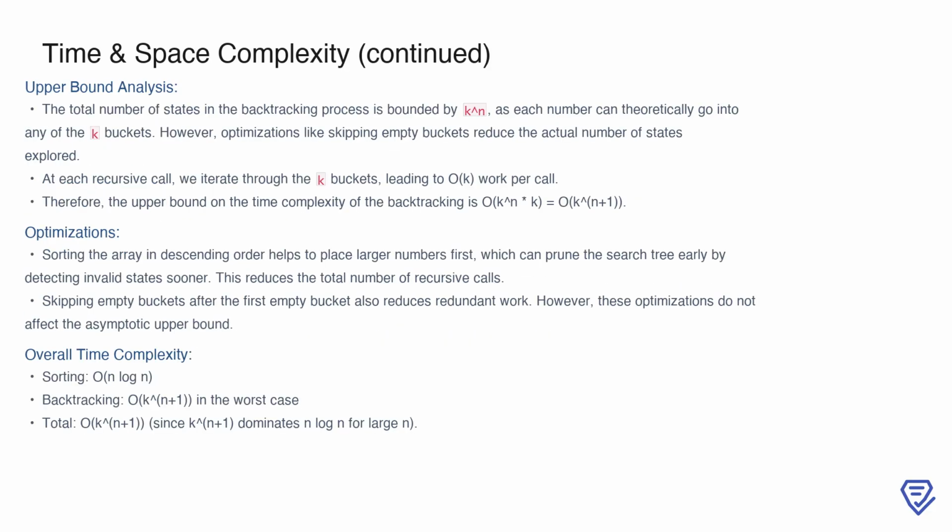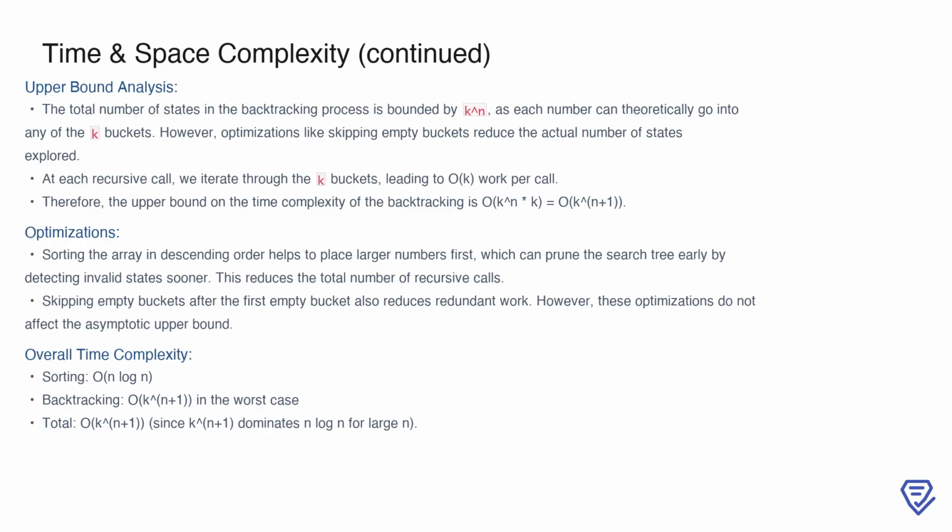Now, let's formalize the upper bound for this process. The total number of states we might explore is bound by k^n, because each of the n numbers can theoretically be placed in any of the k buckets. At each recursive call, we iterate through these k buckets, which adds k work per state. This gives us an upper bound of k^(n+1).